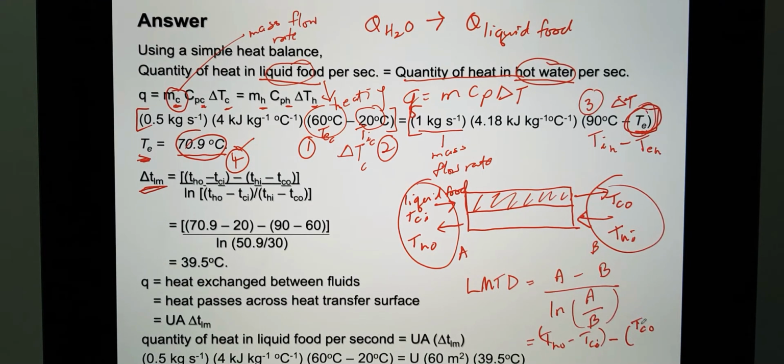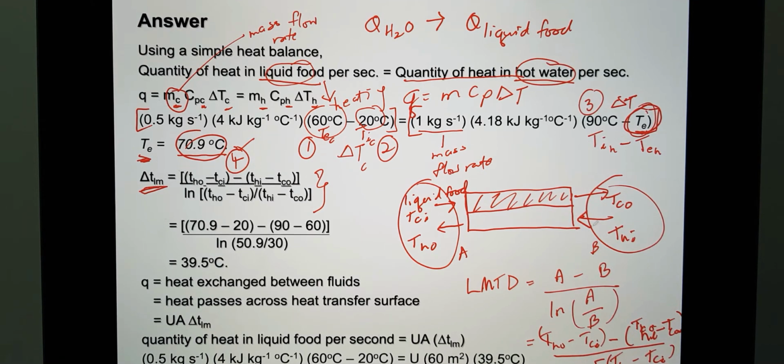This one is supposed to be THI minus TC naught, divided by ln. Again, you take back this one, this particular one, TH naught minus TCI, divided by THI minus TC naught. So this will ease you on how to use this particular equation.